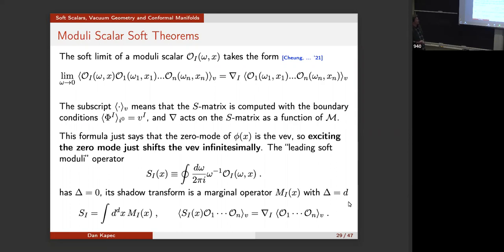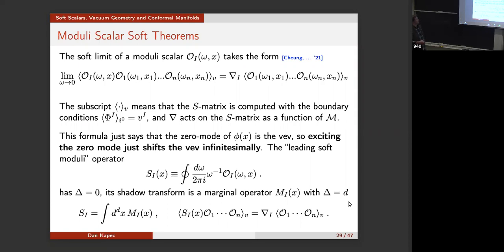Okay? And the physical interpretation of that statement is simple. The zero mode of the moduli scalar is just the vev. So if you excite the zero mode, you just shift the vev a little bit. That moves you around in the space of vacua. Okay? So now I'm going to play the same game that I did in gauge theory and gravity and define some soft moduli operator in celestial conformal field theory that isolates this universal statement about the S matrix.